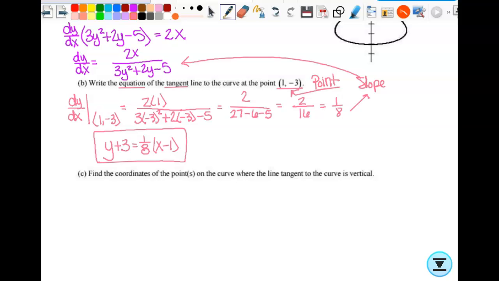Then it goes on to say, find the coordinates of the points on the curve where the line tangent to the curve is vertical. When it's vertical, the slope, which is dy/dx, has to be undefined. So we need to find when dy/dx is undefined. It will be undefined when the denominator is 0. So I'm going to take the denominator, 3y squared plus 2y minus 5, and set it equal to 0.